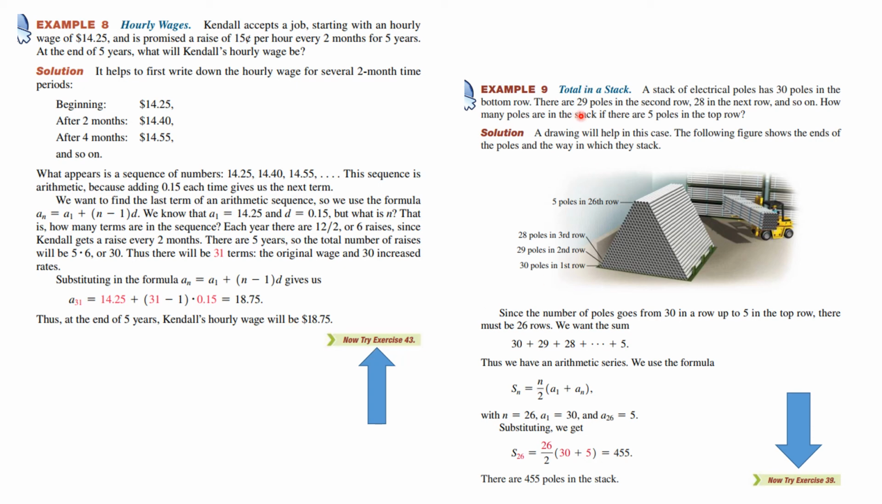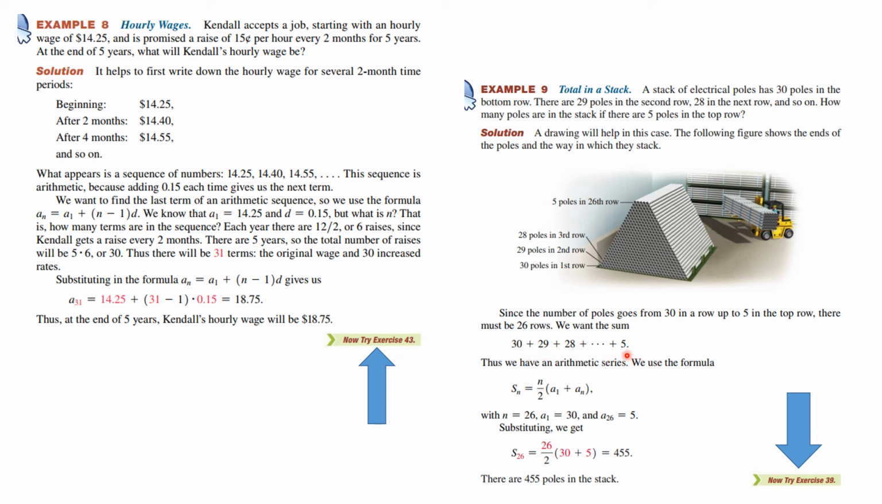Here we're stacking some things, and we've got 30 poles in the first row, 29 in the second, 28 in the third, and we get 5 poles in the 26th row. So you see what we want to do is add these numbers together.